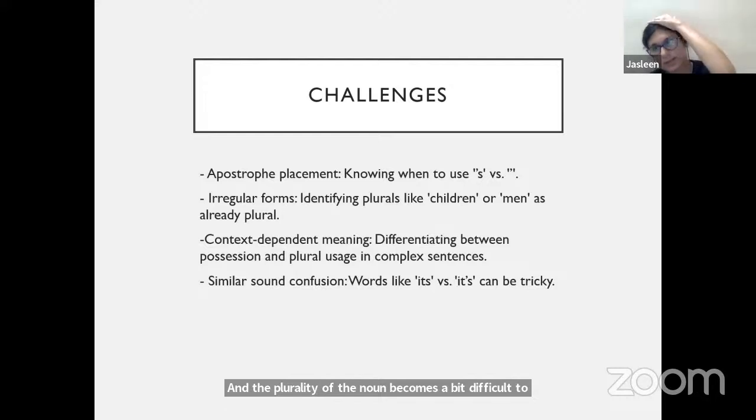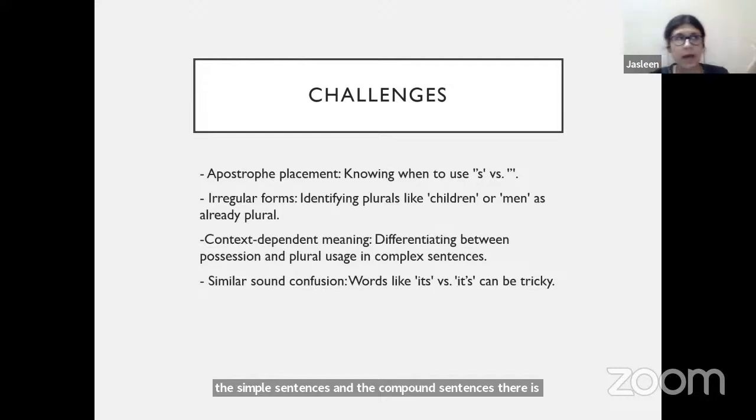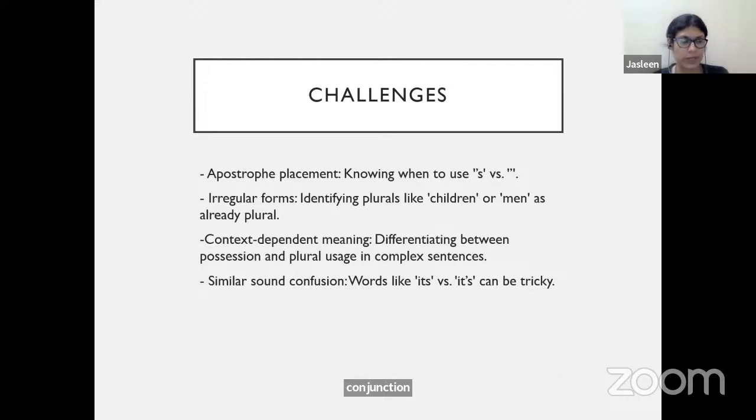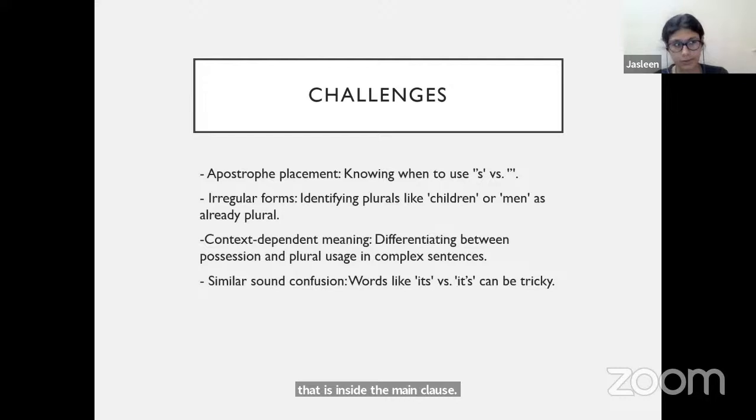The simple sentences and the compound sentences, there is no problem with that, because simple sentences follow the pattern of SVO, that is subject, verb, object. So there is no issue with that. And the compound sentences too are two independent clauses joined with a conjunction. So again, there is nothing. But whenever you have a subordinate clause inside the main clause, then it becomes a bit challenging to identify the plural and possessive nouns. Okay.